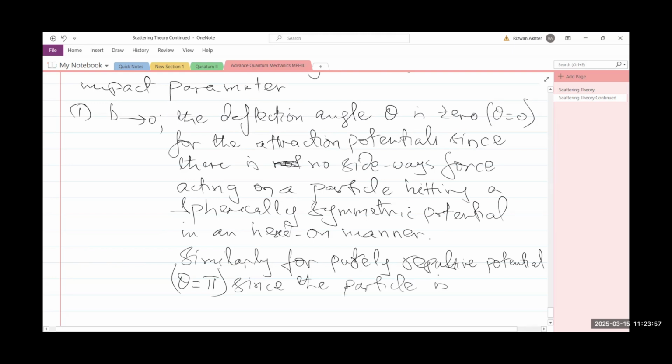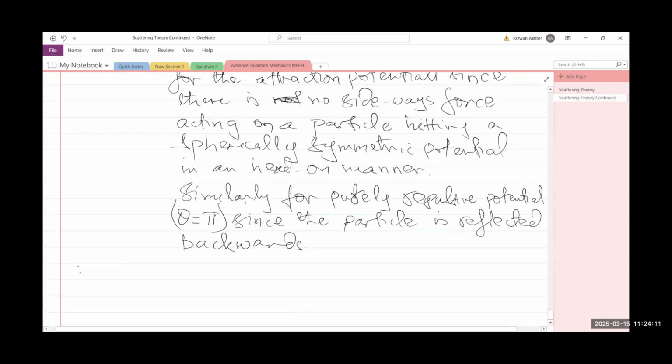backwards. So this is case number one. Case number two, b tends to infinity.